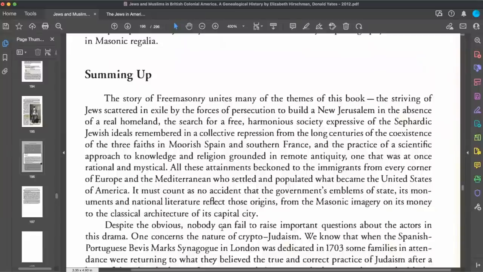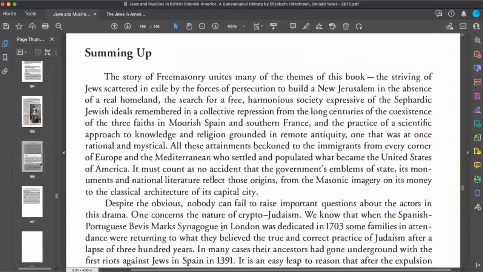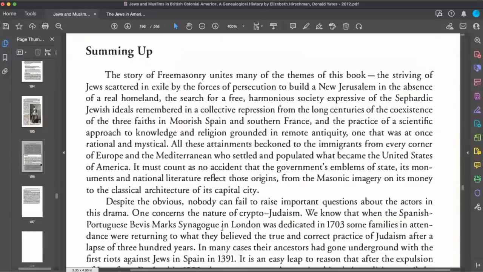The striving of Jews scattered in exile by the forces of persecution to build a new Jerusalem in the absence of a real homeland. The search for a free, harmonious society expresses the Sephardic Jewish ideals remembered in a collective repression from the long centuries of the coexistence of the three faiths in Moorish Spain and southern France, and the practice of a scientific approach to knowledge and religion grounded in remote antiquity, one that was at once rational and mystical. We're talking about hermetics.